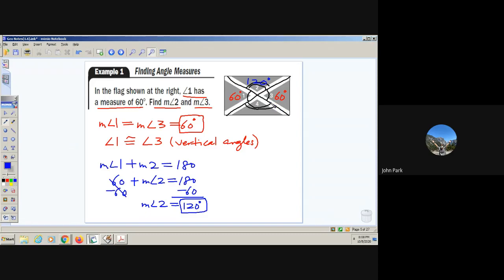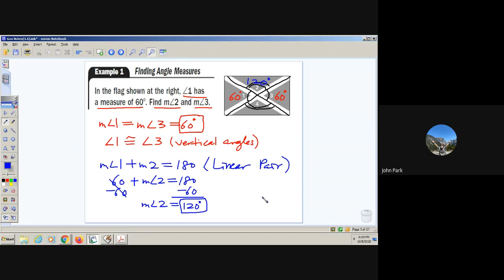Same thing on the other side. 120 degrees plus 60 degrees together add up to 180 degrees, which is what a straight angle is. So those two are supplementary because they're called a linear pair. A linear pair always adds up to 180 degrees, because a straight line is also a straight angle, which is 180 degrees.